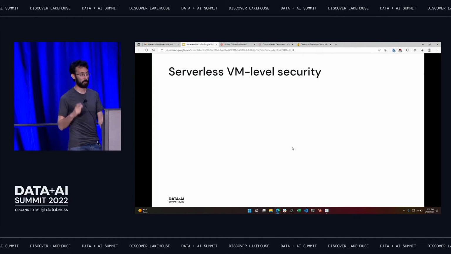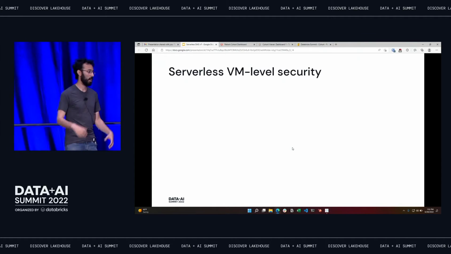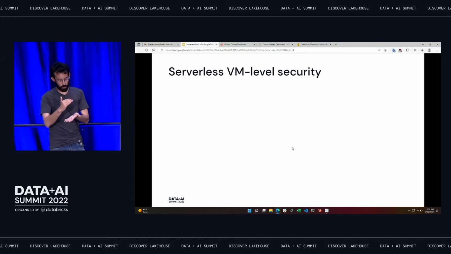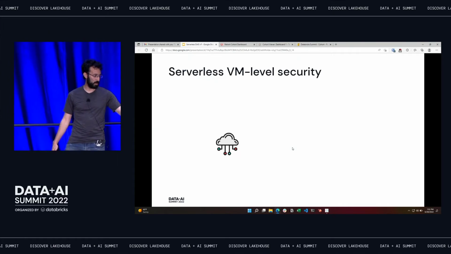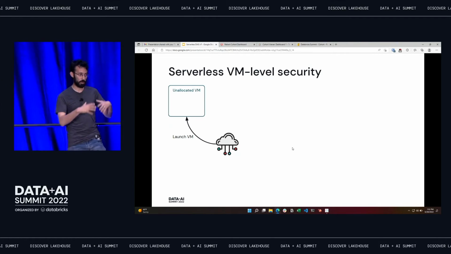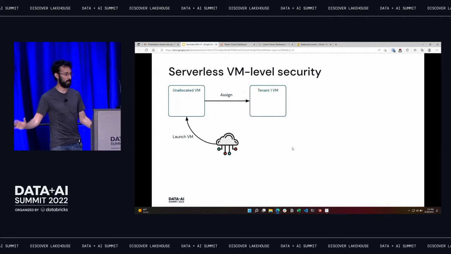If we look at it from the perspective of a virtual machine, so a single EC2 instance or Azure machine, that kind of thing. A cluster is composed of multiple VMs, but if we look at a single VM, we start with the cloud provider, we allocate a VM, we launch a VM. That goes into the unallocated pool, the warm pool. Then when a customer needs it, we assign it. Okay, everything seems pretty normal here.